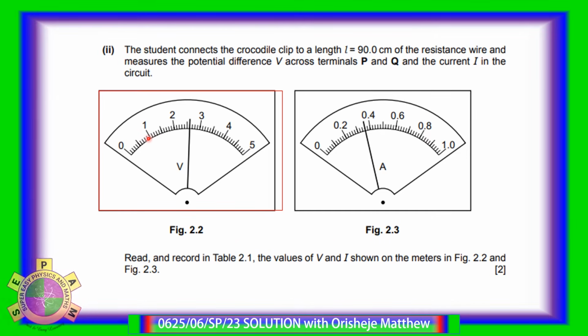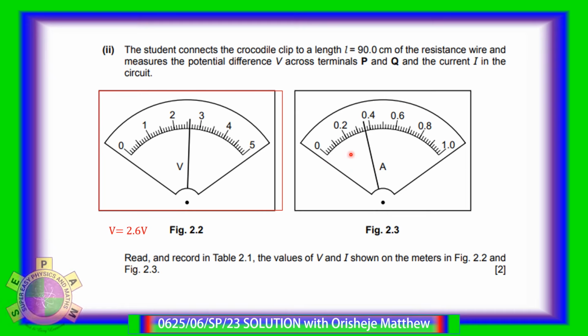Look at the spacing. This is 1 and then this is 2. So between 1 and 2 has been subdivided into 10 equal spaces. So each of them will be 1.1, 1.2, 1.3, 1.4, 1.5. So if this is 2.5, then the next one is 2.6. So the voltmeter reading is 2.6 volts.